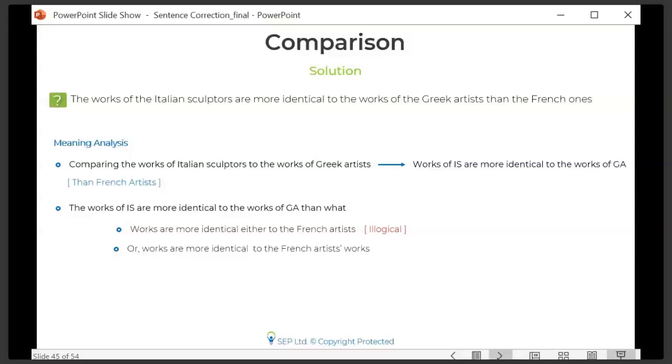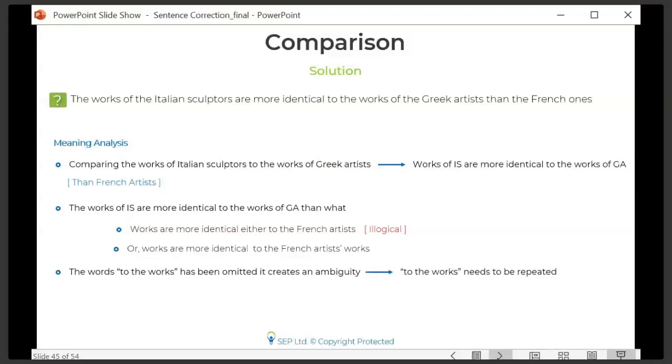It is not clear that we are comparing the works of the Italian sculptors to what. The comparison is that it is more identical to one type of work than to the other type of work, or than to the other type of artists. That is not clear. And why is that not clear? Because "to the works" has been omitted, right? Had it been given that the works of the Italian sculptors are more identical to the works of the Greek artists than to the works of the French ones, it would have been correct. It would have implied the correct meaning. In fact, that would have been the intended meaning.